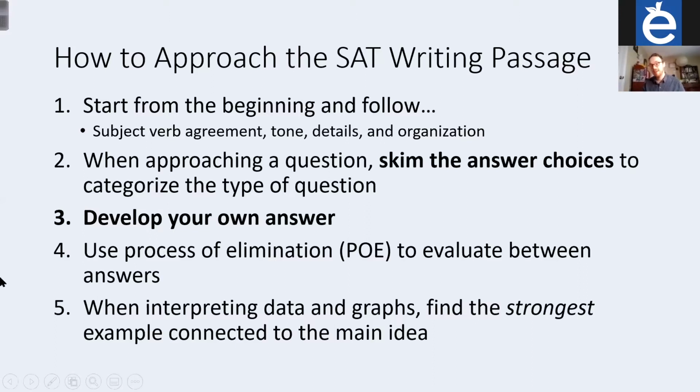Once you know what you're being tested on, at that point, you can do what we always want you to do, and that's develop your own answer. And at that point, you can move into your process of elimination. You evaluate between the answers. A lot of them just have to do with what sounds right. If you've done a lot of reading, you will be at an advantage just knowing how words generally behave and how they flow into one another and where a comma usually goes and where it usually doesn't.